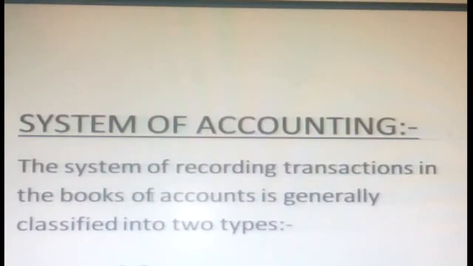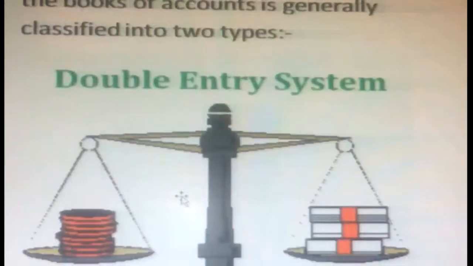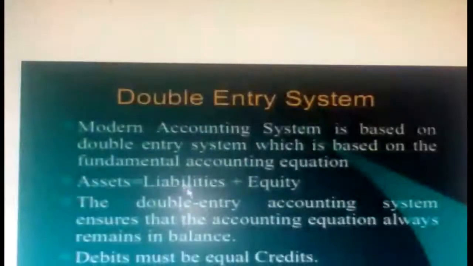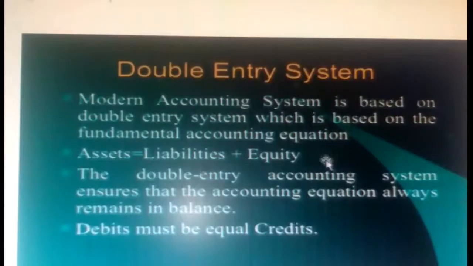The system of recording transactions in the books of accounts is generally classified into two types. The first, very, very important one, is the double entry system. That's what we're going to discuss in future classes. As you know already, the double entry system is a modern accounting system, which is based on the fundamental accounting equation, correct? It's nothing but assets equal to liabilities plus equity.